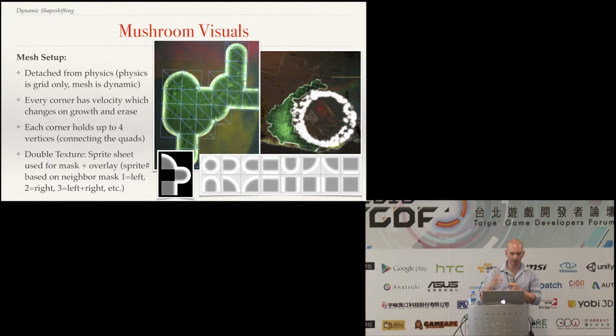Every corner holds up to 4 vertices, which connect to their respective quads. And there's a texture that is the mask, and it also doubles as an overlay, as the highlight that you can see in the corners. So that's one of the textures. That's how it looks.